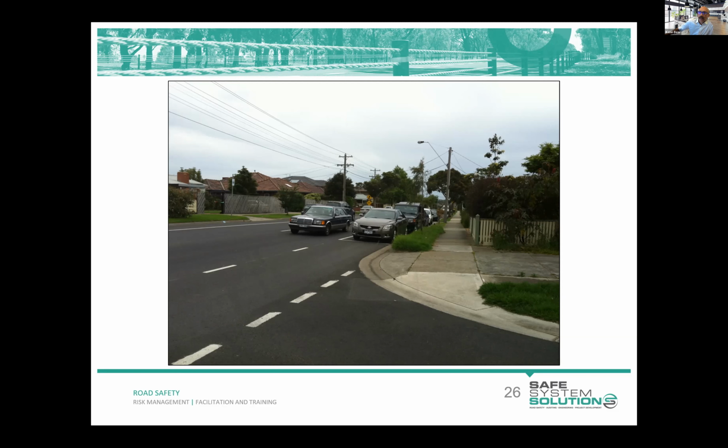What else have we got? Just looking for anything that's different to that. Threshold treatment to slow cars. Extend the curb, so a curb outstand, curb extension, curb build out. I'm liking all of those.